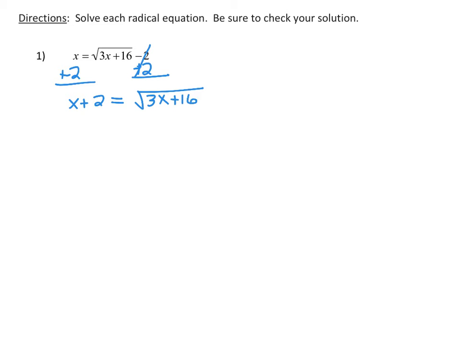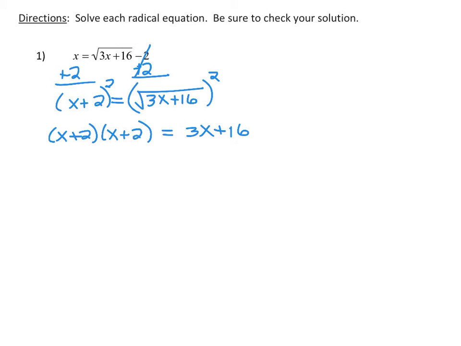Okay, now once we isolate the radical, we know that a square is what cancels off a square root. So I'm going to square the right-hand side of the equation. And if I do that to the right, I also have to do it to the left. So now on the left-hand side of the equation, we have x plus 2 squared, right? The square means that we have 2 of those, so I'm going to take that and write it out twice. And on the right-hand side of the equation, the square and the square root cancel each other off, so I'm just left with the 3x plus 16.